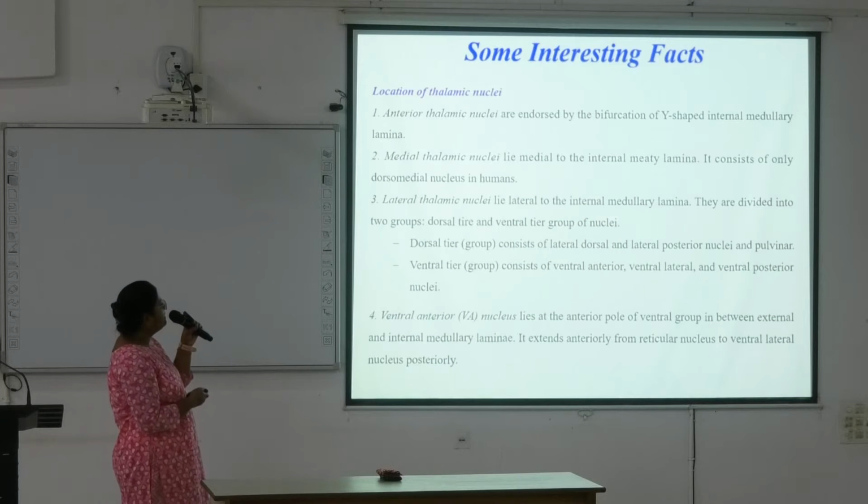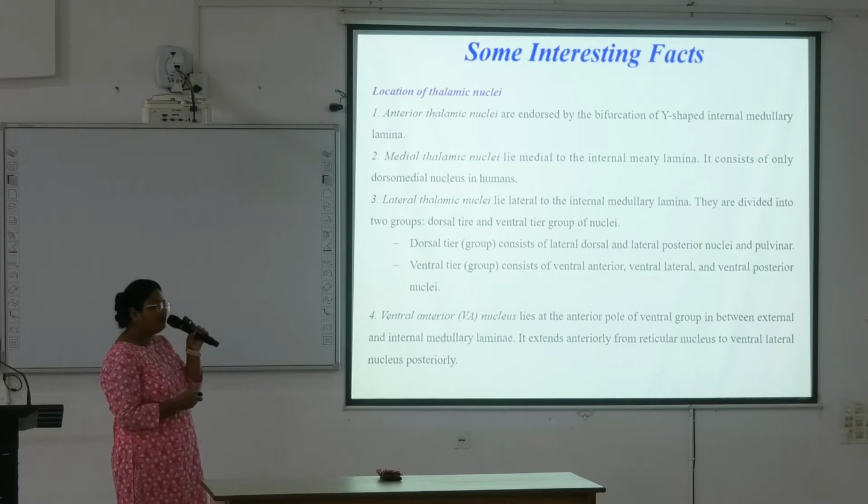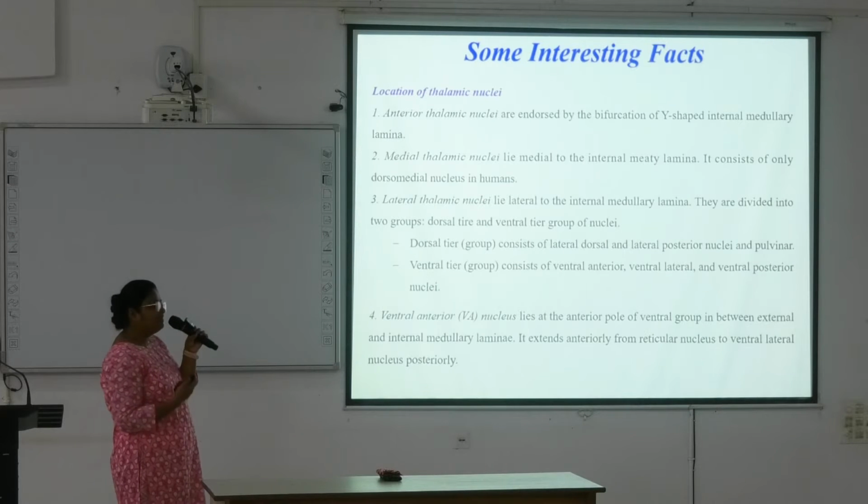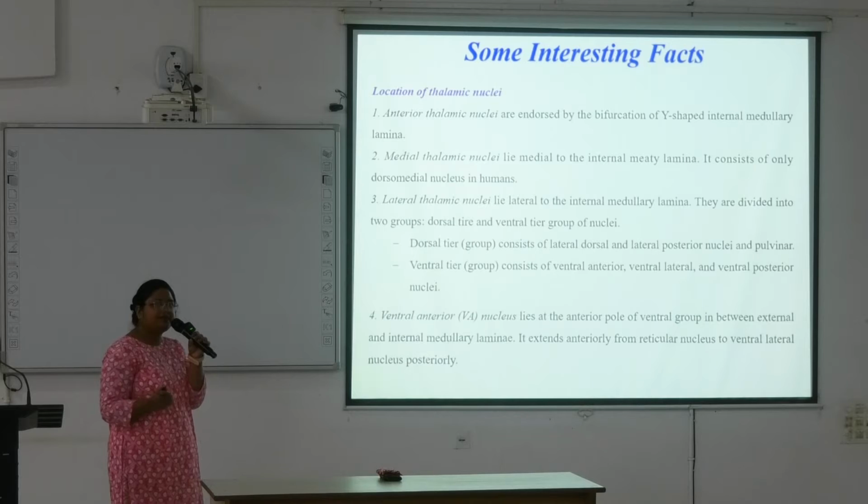Lateral thalamic nuclei lie lateral to the internal medullary lamina, and they are divided into two groups: dorsal tier, ventral tier. Dorsal tier consists of lateral dorsal, lateral posterior, pulvinar. Ventral tier consists of ventral anterior, ventral lateral, ventral posterior. Ventral posterior again divided into VPL, VPM.